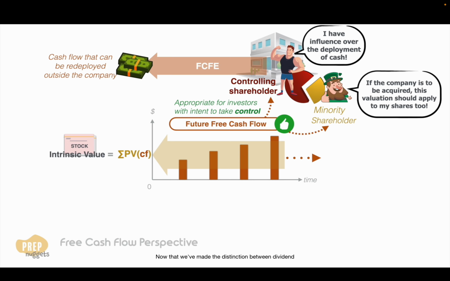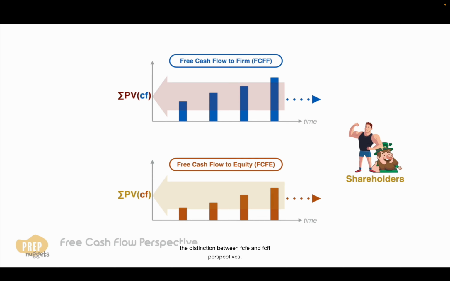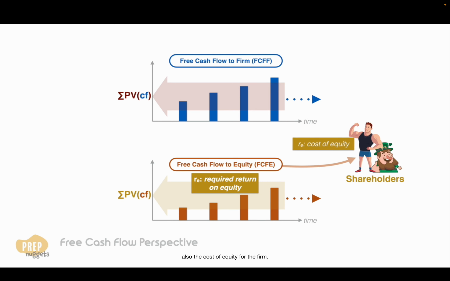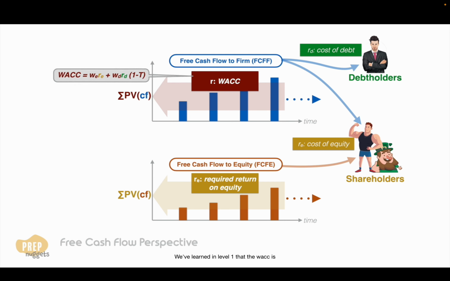Now that we've made the distinction between dividend and free cash flow perspectives, let's discuss the distinction between FCFE and FCFF perspectives. FCFE, like dividends, are attributed only to shareholders, so the appropriate discount rate is the required return on equity, which is also the cost of equity for the firm. FCFF, on the other hand, is attributable to both shareholders and debt holders, so the appropriate discount rate is the weighted average cost of capital for the firm, which takes into account both the cost of equity and cost of debt. We've learned in Level 1 that the WACC is the weighted average of the required return on common equity and the after-tax required return on debt.